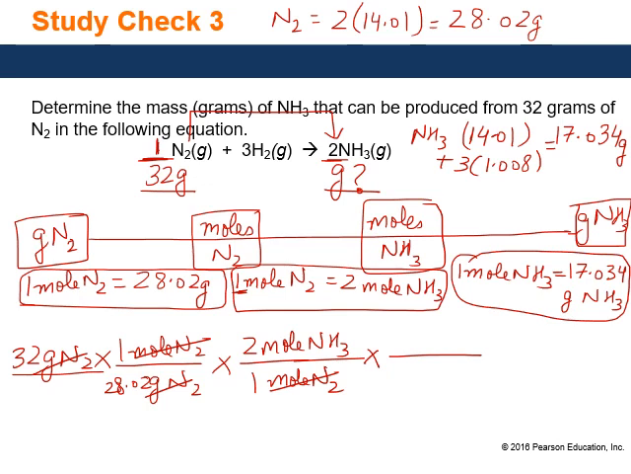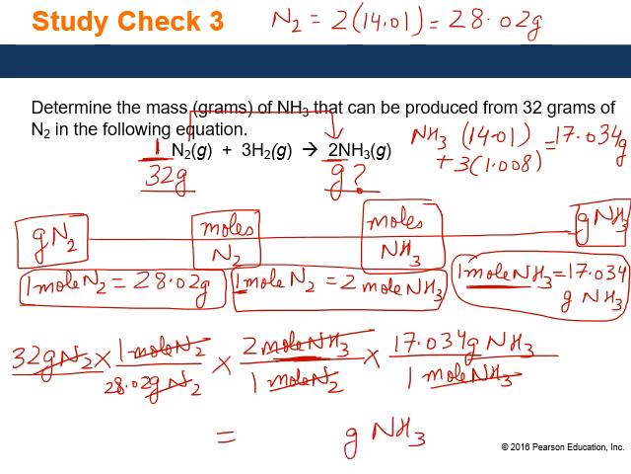Moles of ammonia is my starting unit right here, which means moles of ammonia should go in the bottom. How many? Based on this, it's 1, so 1. And the next is 17.034 grams of ammonia on top. Mole gone. Your final unit is grams of ammonia, NH3. Plug this into your calculator and you should get 39 or 38.907 grams from your calculator.